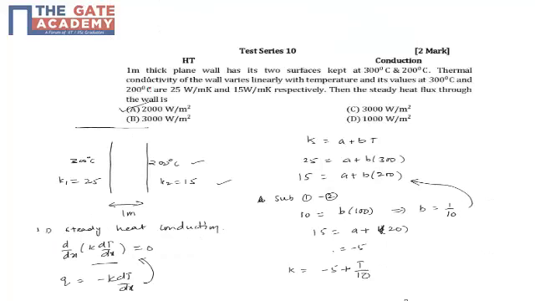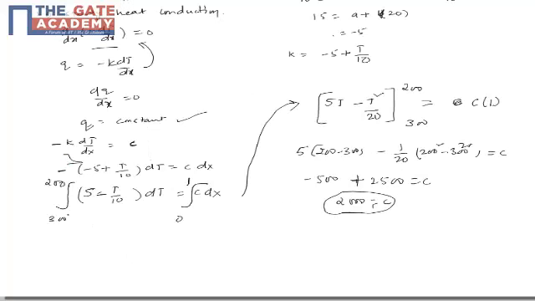That's a very good question on heat transfer, where heat flux is constant in a steady state. That is always true, but the temperature profile is not linear. That means the temperature gradient is not constant because K is not constant. K is temperature dependent. So K into dT by dx is constant, but because K is temperature dependent, dT by dx is not constant. So remember that. Answer is A. Thank you.